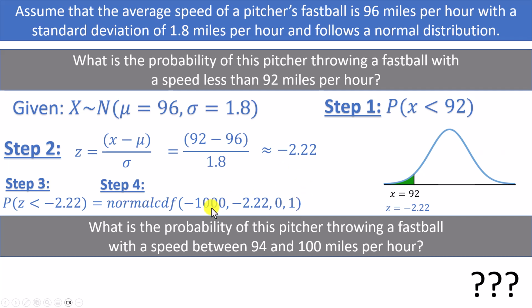Remember, we're going to use negative 1,000 as our lower bound anytime we have a less than. The way you can think about that is, where does the shaded region start? Well, it doesn't really have a starting spot, so we just put a really small number in there. And so our answer, if we were to plug that into our calculator, would be about 0.0132. So I'm not going to go through the second one, but that's how you do the first one.